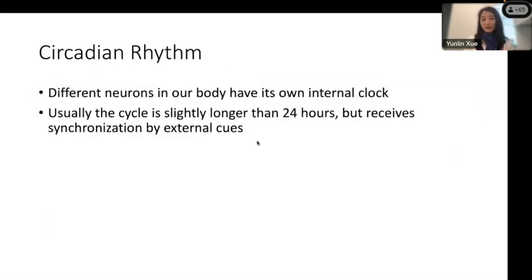The other process driving it is the circadian rhythm. Interestingly, in your body, the neurons all have their own internal clock. And the cycle is usually a bit longer than 24 hours, which is our day-to-day cycle. But because of external cues, the neurons work together in your body and the external cue synchronizes it so that they sort of follow the same cycle.